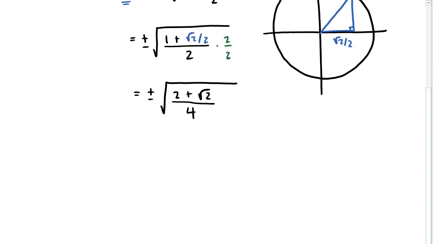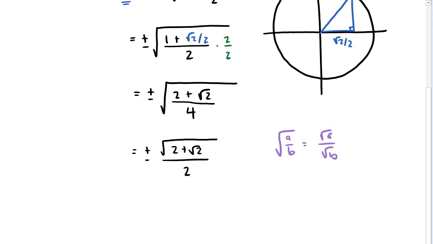And then recall that we can break apart square roots along division. So if I have the square root of a over b, this is equal to the square root of a over the square root of b. And so I can rewrite this now as plus or minus the square root of 2 plus the square root of 2 all over, well, the square root of the denominator, the square root of 4, that's just 2. So we've got a lot of 2's here, but that's okay.